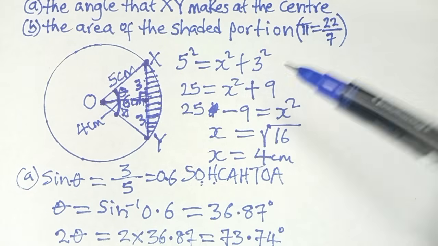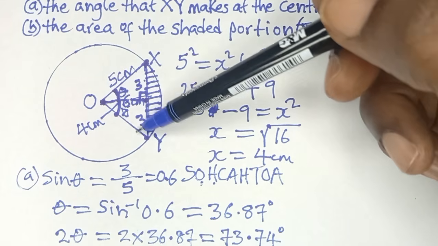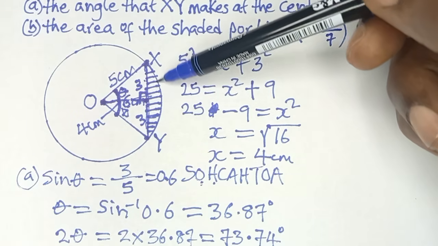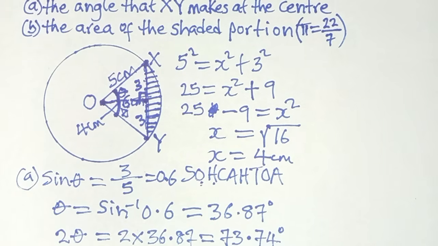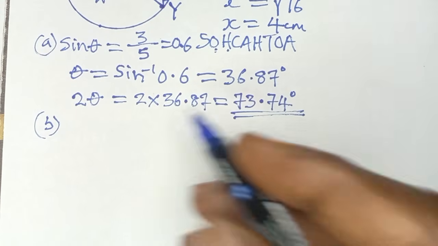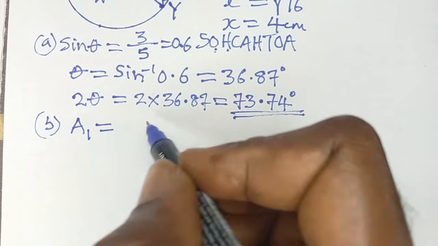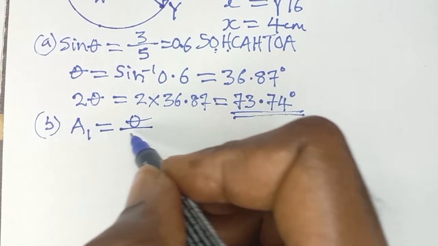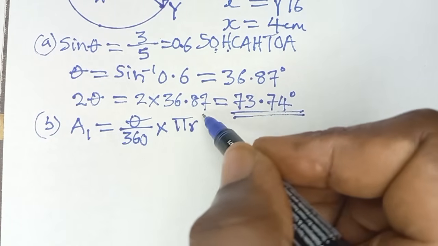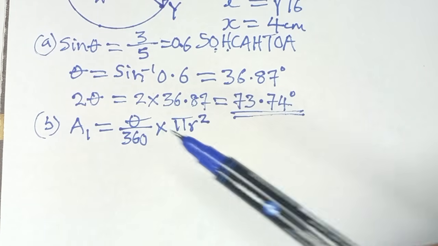Now, for us to find the area of the shaded portion, let us first of all look for the area of this sector OXY, the whole of the sector. The formula for the area of a sector, I want to believe many of us know that formula. So the formula for the area of the sector, let me call it A1, is equal to theta over 360 times pi r squared.